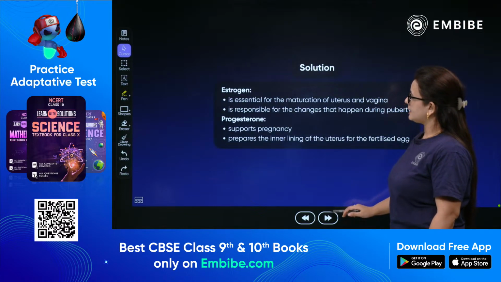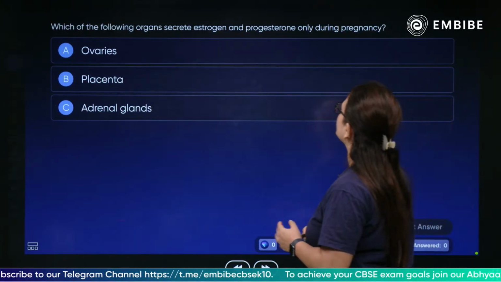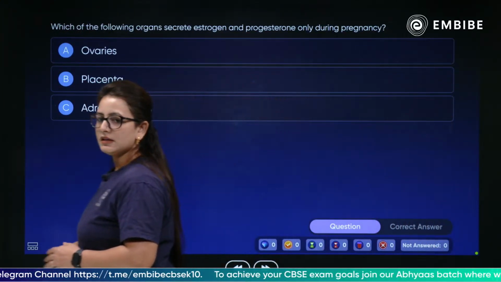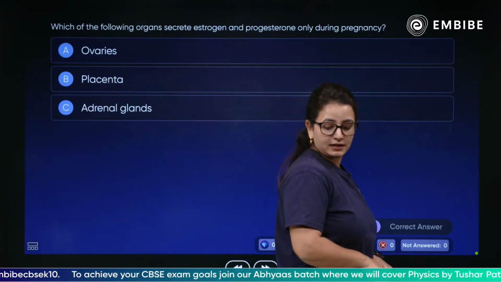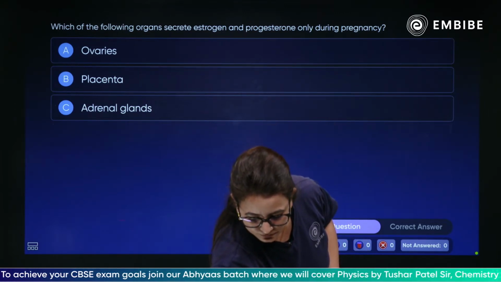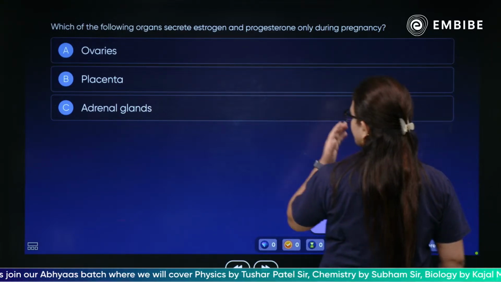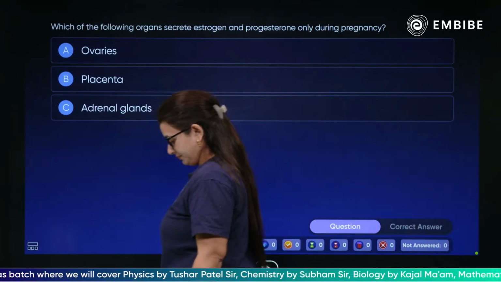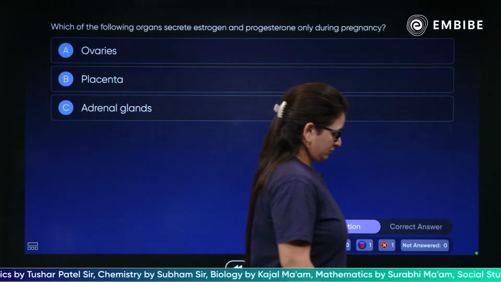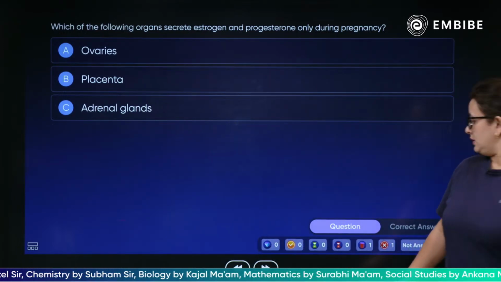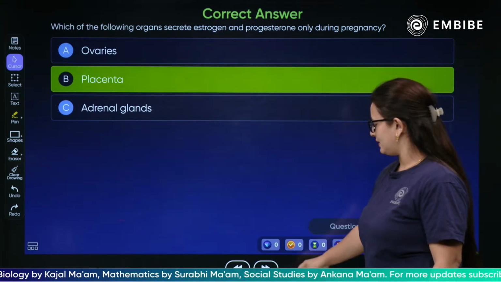Let's see, next we have what? Next question: which of the following organs secrete estrogen and progesterone only during pregnancy? Which of the following is going to secrete the estrogen and progesterone during pregnancy? Come on, quickly let me know. Yes, the correct answer is the placenta. The placenta would be responsible for that.